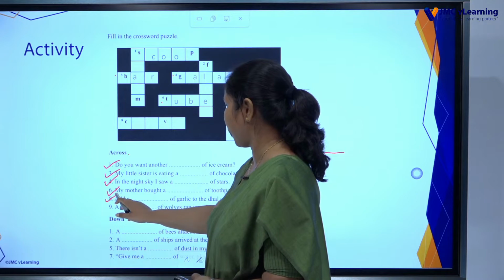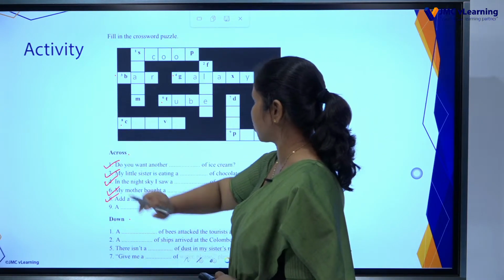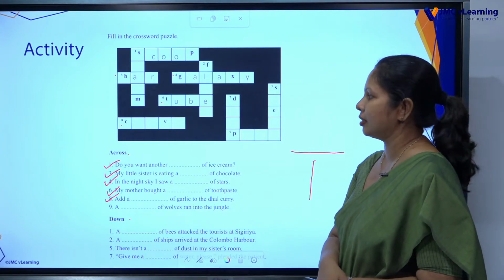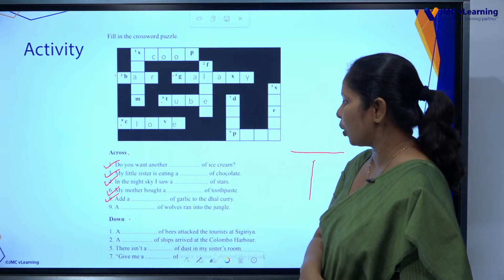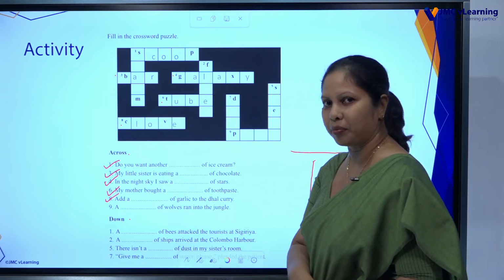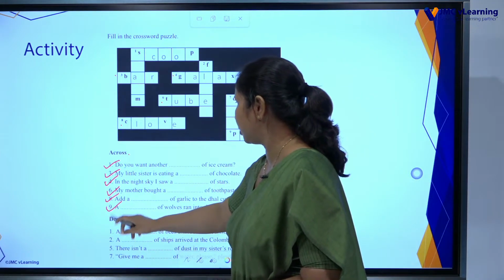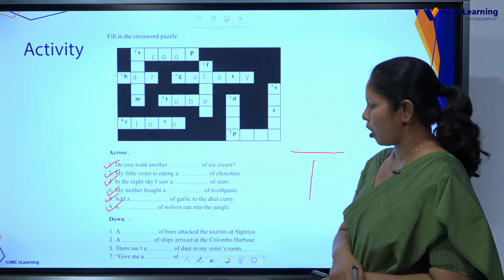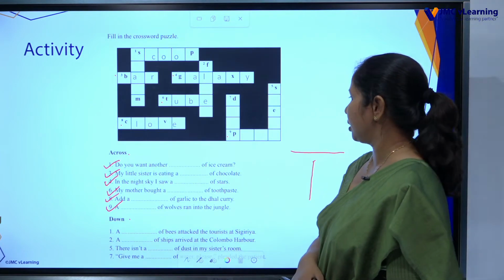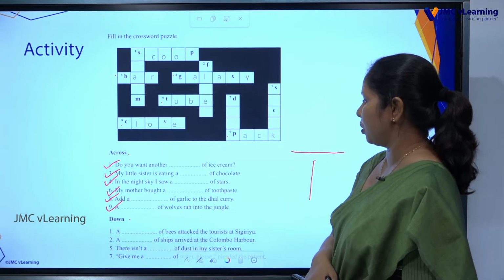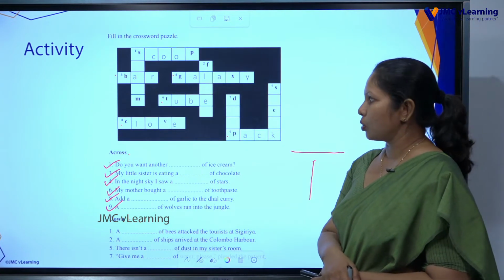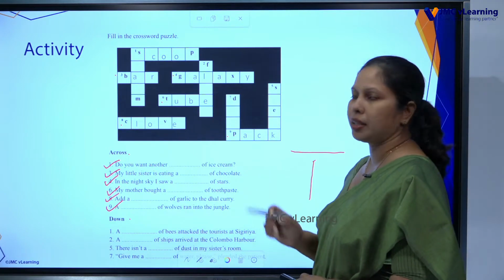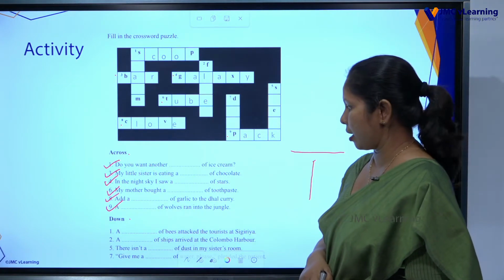Number 8, across, this one. Add a blank of garlic to the dal curry. Add a clove of garlic to the dal curry. Number 9, across, this one. A blank of wolves ran into the jungle. The answer is, a pack of wolves ran into the jungle. You need to learn or study the collective nouns to complete this crossword puzzle. You should know it by heart.